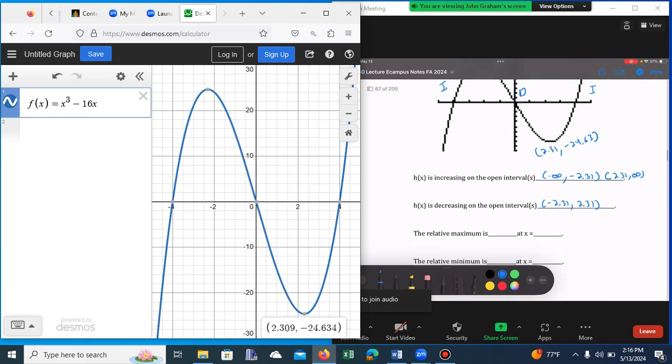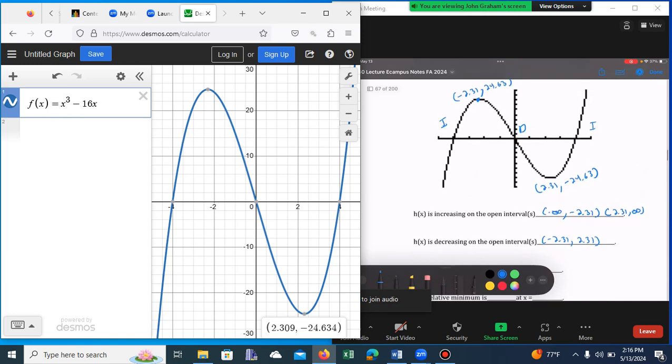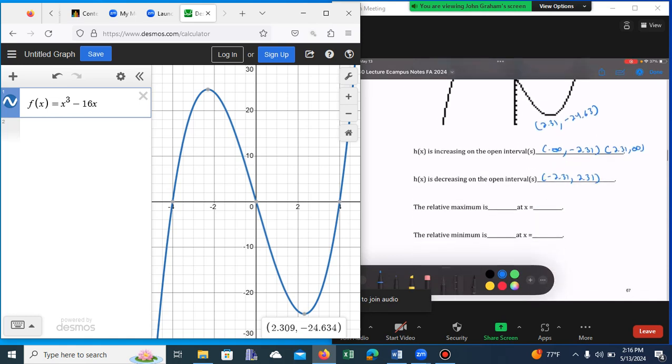Relative max is 24.63 at negative 2.31. Relative min is negative 24.63 at 2.31.